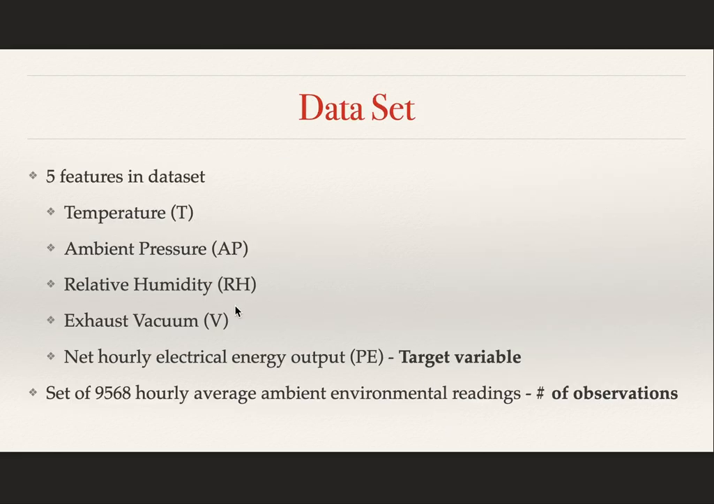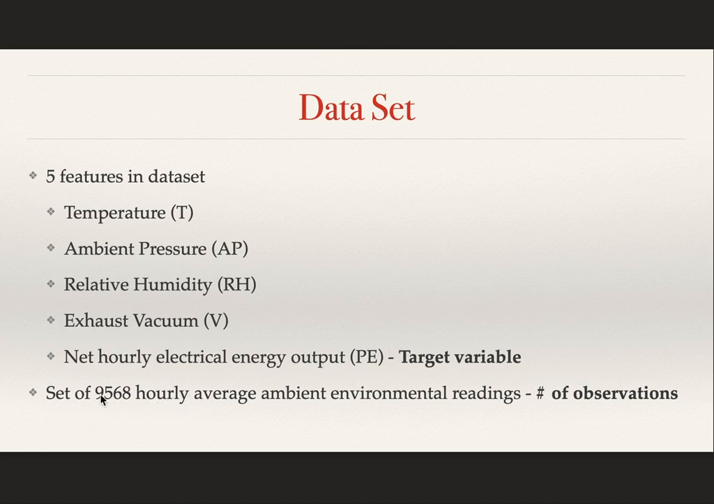So we have 4 inputs: temperature, ambient pressure, relative humidity, and exhaust vacuum. And these 4, again, sort of sensor data are used to predict the electrical energy output of the power plant. So this is the target variable.